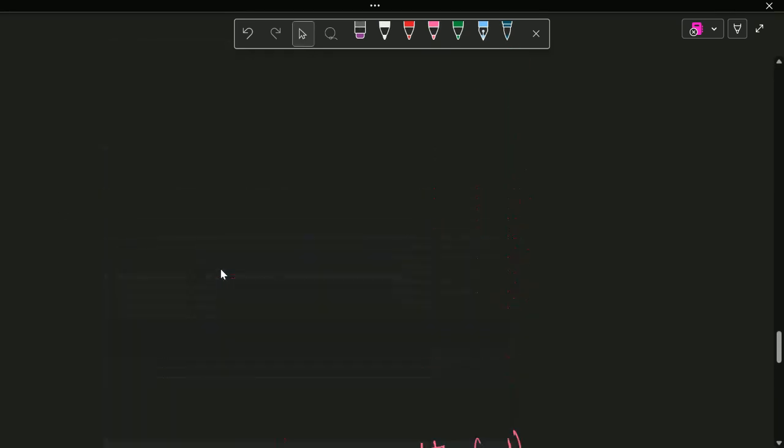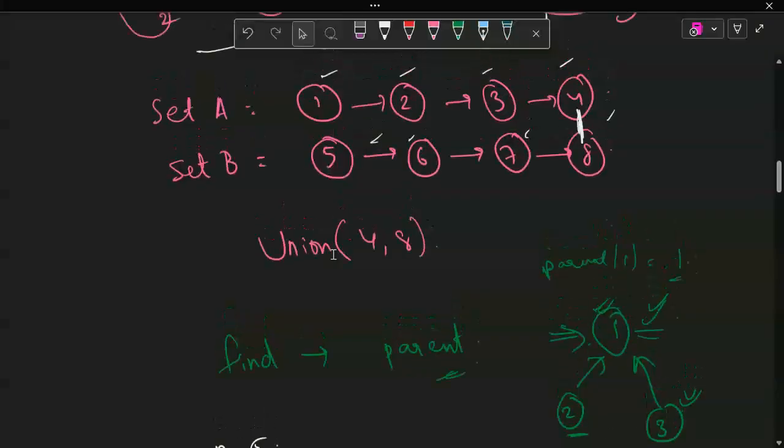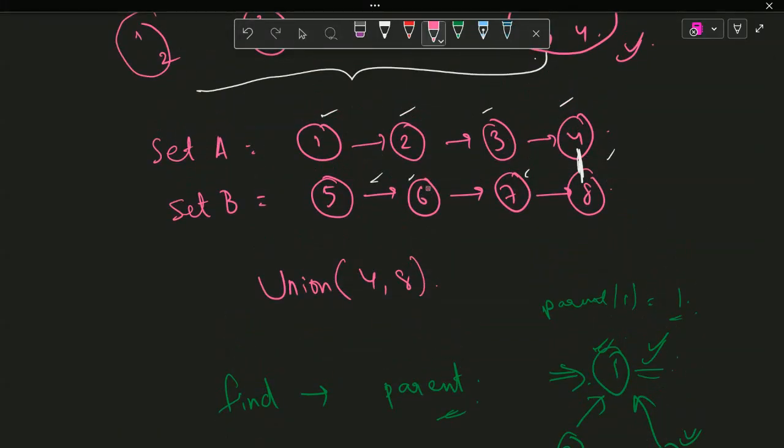We calculate the find value. Find is calculated if we want to find the parent of an element. By seeing this example, if we want to find out who is the parent of 6: 7 will be the parent of 6. 7's parent is 8. 8's parent is 4. 4's parent is 3. 3's parent is 2. 2's parent is 1. Now who is the parent of 6? The parent of 6 is 1.